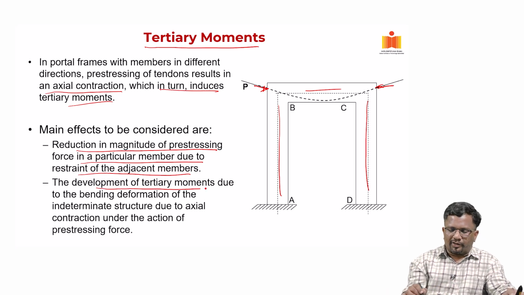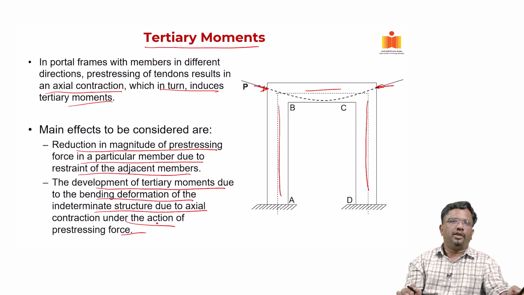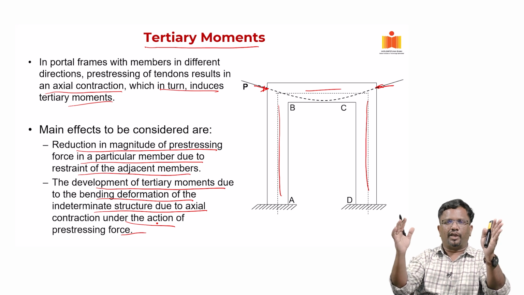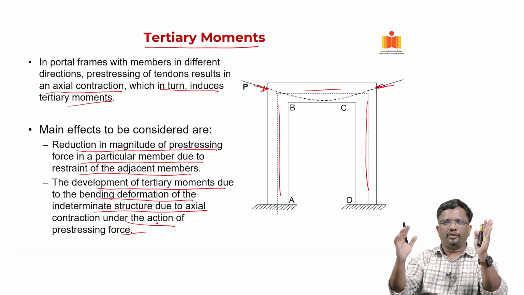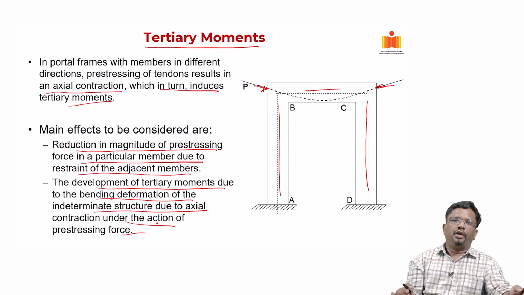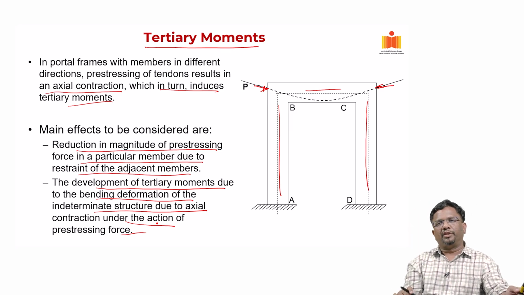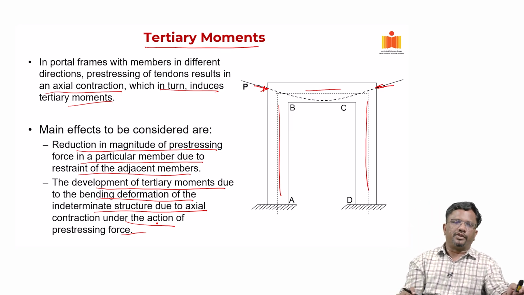The development of tertiary moments due to the bending deformation of the indeterminate structure due to axial contraction has to be considered. Okay. So, now how do we consider that? We will explain that through an example problem. Also, when that axial deformation is happening, the vertical members will undergo some additional moment, similar to the moments generated because of support settlement. Because you have a chord rotation happening for the vertical member, you will develop some moments in the same direction. We will see how to include that.